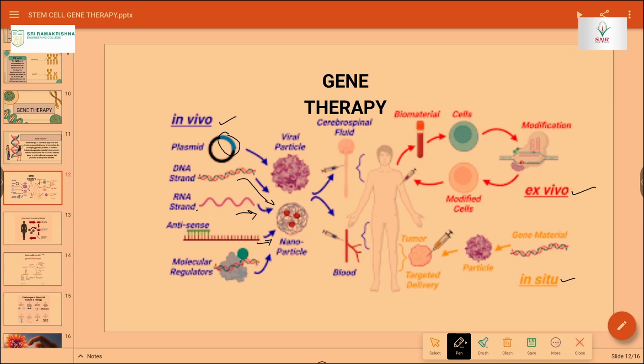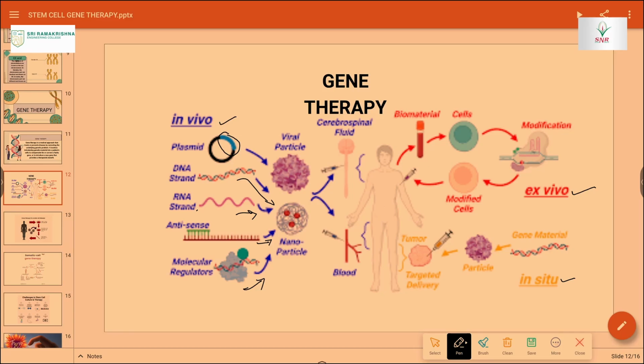Now the last item is molecular regulators. These molecular regulators can be any growth factors or supporting factors that will help the cells to give expression, grow, differentiate, and so on. All these factors can be incorporated into the patient's body through the cerebrospinal fluid or blood. These molecules introduced into the patient will flow throughout the body and find their own site of action, do the action and give the result. So this is what is called in vivo. The integration with the patient's DNA will happen inside the body.